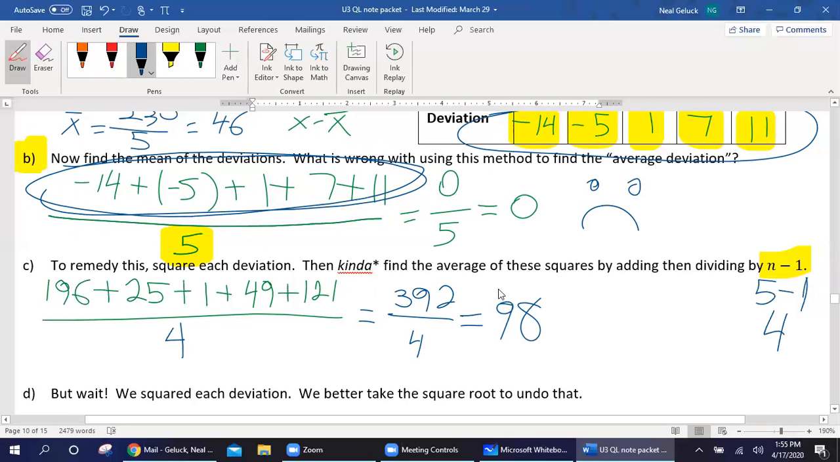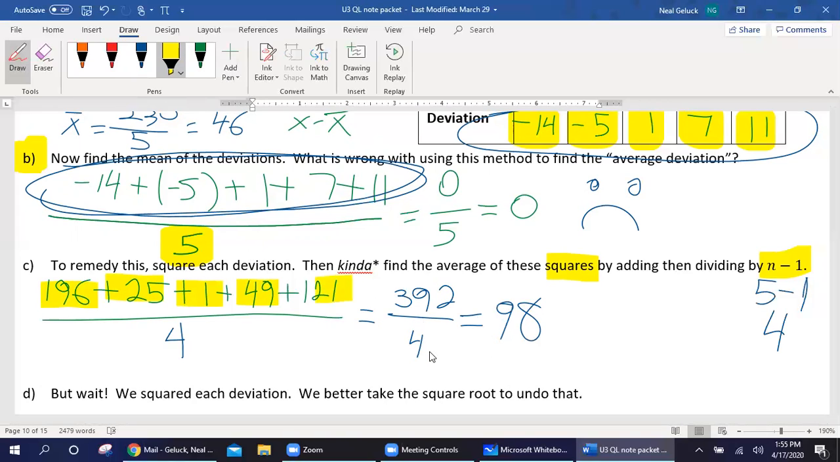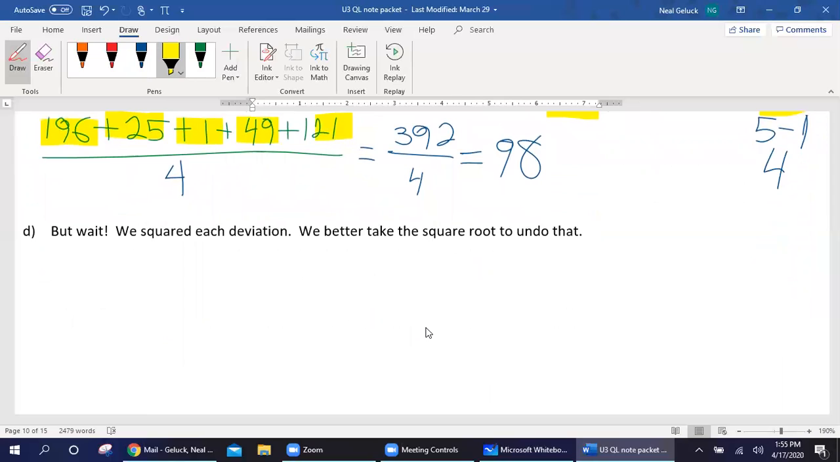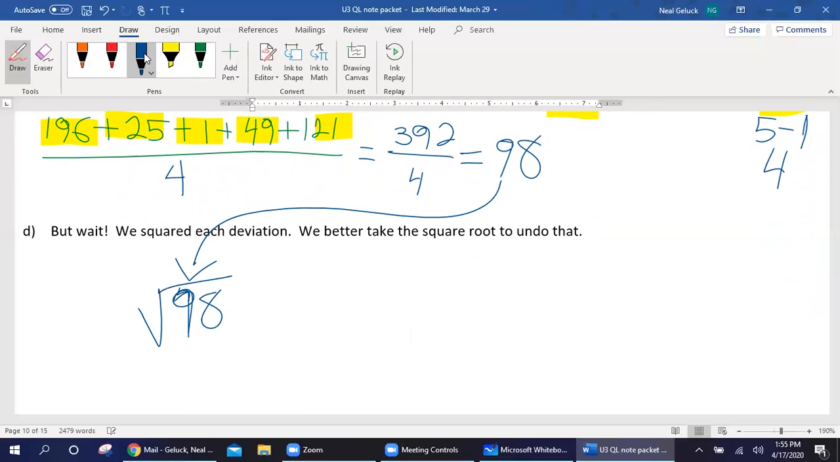So I found an average of the square of each one of those deviations. All of these were squares. I squared everything out. But, okay, I squared them. Let's take the square root now so that we get rid of that idea of squaring it, because 98's a big old number. So in the end, I square root that 98, and that gives me about 9.9. That is the standard deviation.